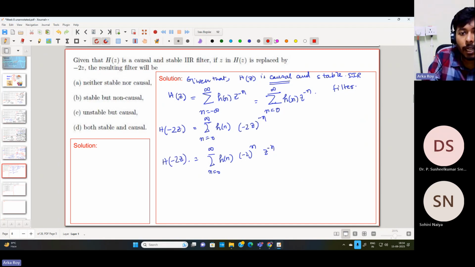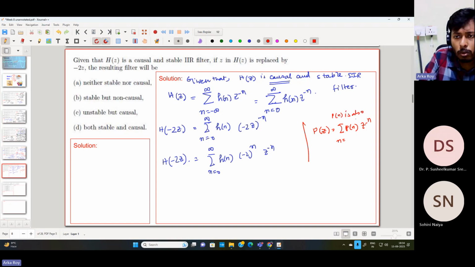By definition, let us consider P(z) equals the summation of p(n) z to the power minus n, n equals minus infinity to infinity, and let us consider p(n) is also causal, so n equals 0 to infinity. So we can just compare from here.